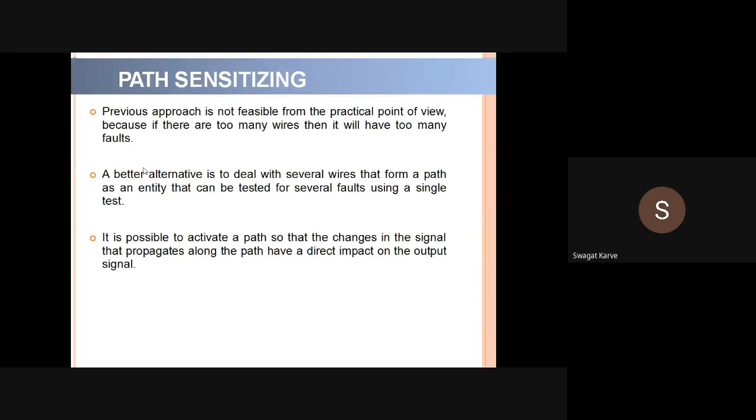So, what have we discussed in the last lecture? We were talking about the testing of logic circuits, right? Then we studied the need for testing logic circuits. Then we discussed the different methods to test combinational logic and sequential logic. Clear?